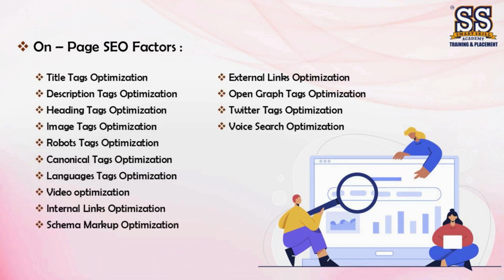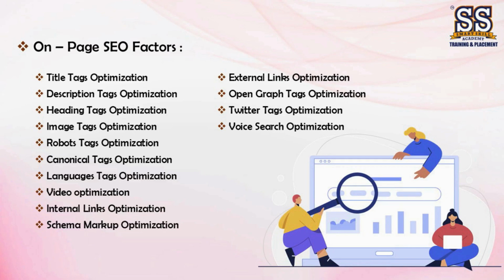Now that we understand how search engines crawl the web, let's dive into the core of visibility, on-page SEO factors. These are the elements you have direct control over within your own website to help search engines understand your content better. We start with the technical and structural basics. Title and description tags are your first impression in search results. They need to be both keyword-rich and clickable. We also look at heading tags to create a logical hierarchy, and image tags, specifically alt text, to ensure your visuals contribute to your ranking.